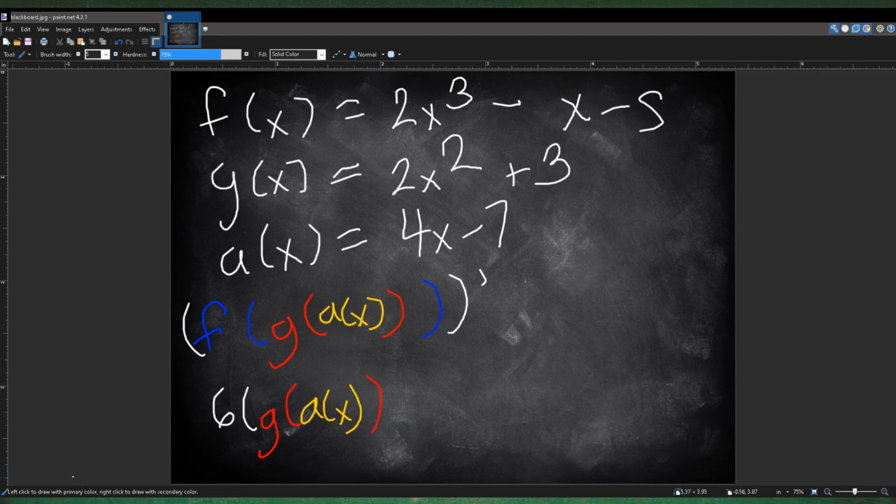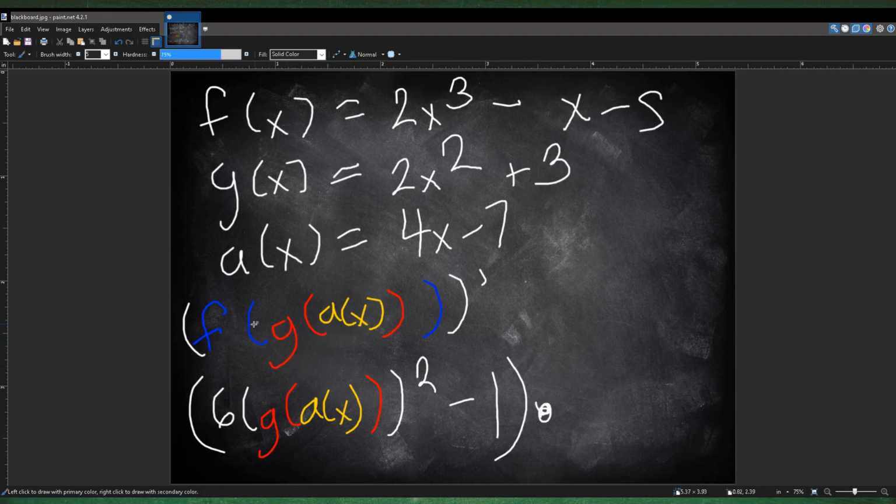the g, right? And I'm switching between colors. So we have the derivative of f of x, 6x squared minus 1, right? But whenever you do the derivative, you're going to leave whatever you have inside the parentheses still inside. So inside the parentheses was the g of a of x, so you have to leave the g of a of x inside. So this is our equation, right? And then we're going to multiply this by the derivative of the inside.